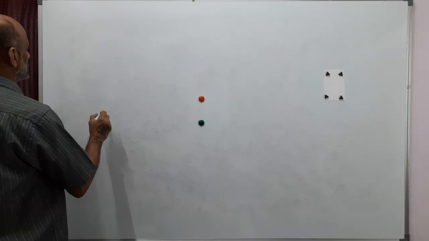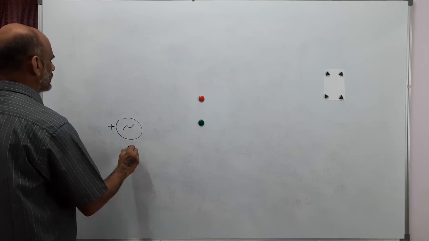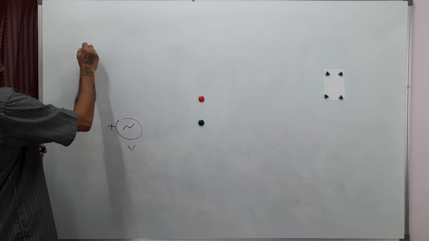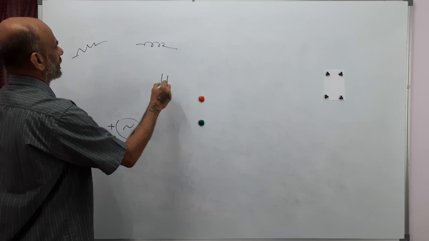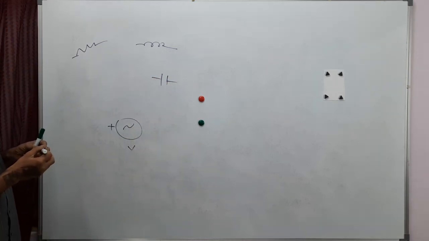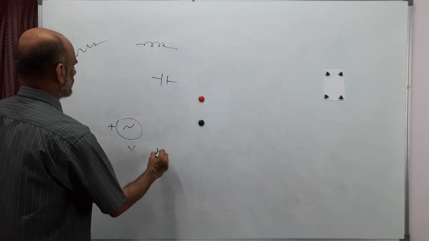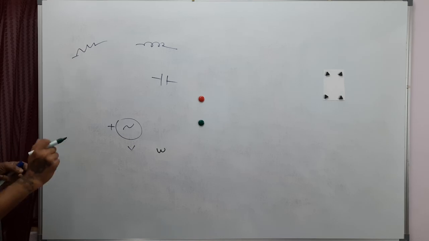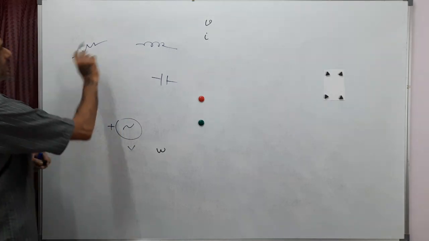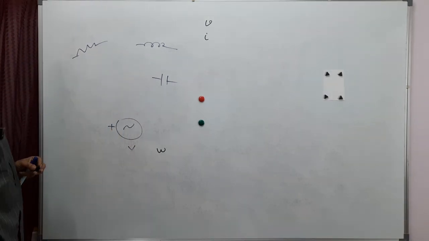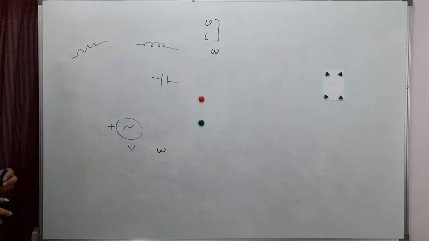Consider a general circuit. There will be a voltage source and there will be some circuit elements, some resistors, inductors, and capacitors. This voltage source will have a particular frequency, say omega or f. The interesting thing is all the voltages and currents at any point in the circuit, or voltage across any elements, will have the same frequency omega. The frequency will be the same, it will not be different.